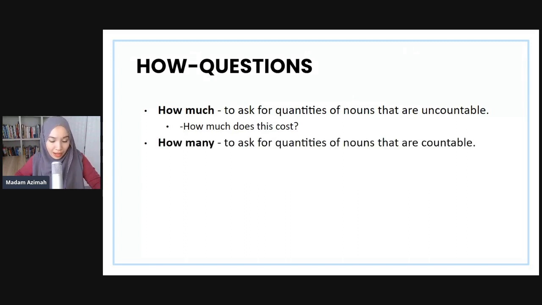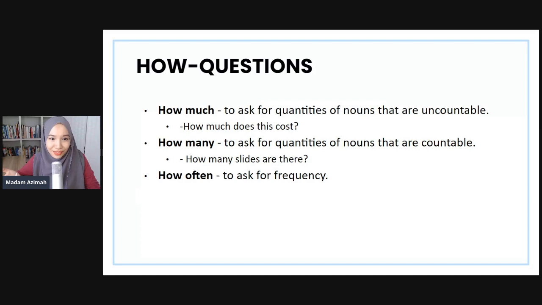For how many, on the other hand, we're talking about the amount of nouns that are countable. So you might be wondering, how many slides are there? I can count. Now, how often is to ask for frequency. How often do you travel? There's a pronunciation here as well. If you choose to say often, it's fine as well. Often or often. I sometimes say often, by the way.